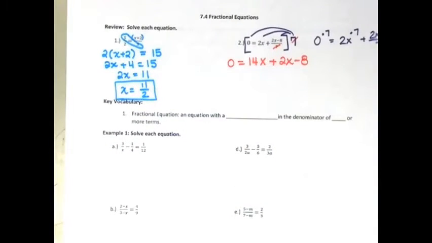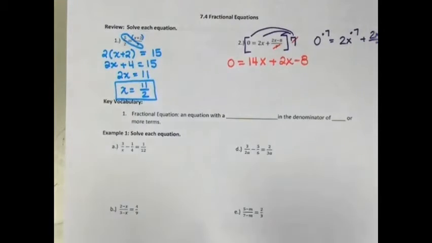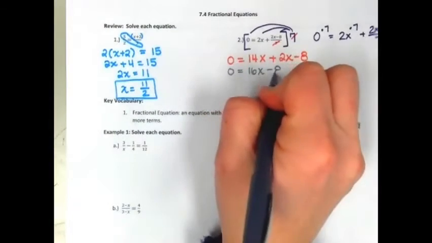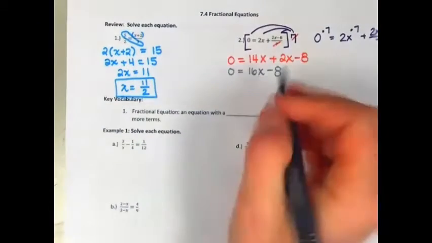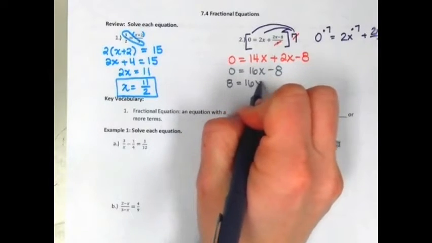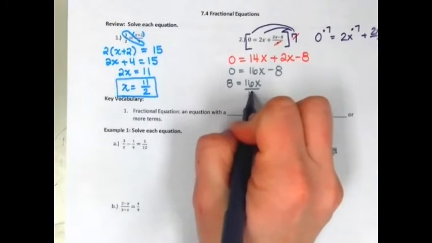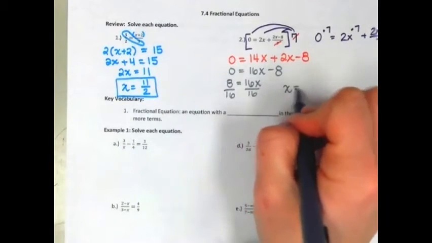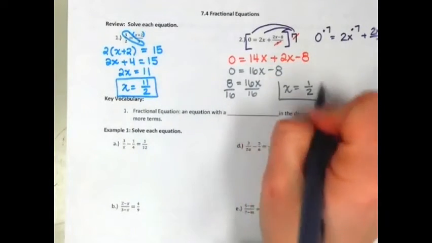That's nice. Now we have no more fractions. Do we know how to solve this problem? Yeah. What's 14x plus 2x? 16x minus 8. And then what? Add the 8, and I get 8 equals 16x. And then what? Divide by 16. And I can't divide 8 by 16, but you can simplify it, as I heard, as 1/2. Great. Good job.